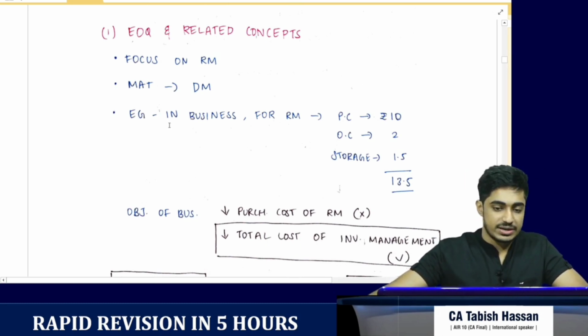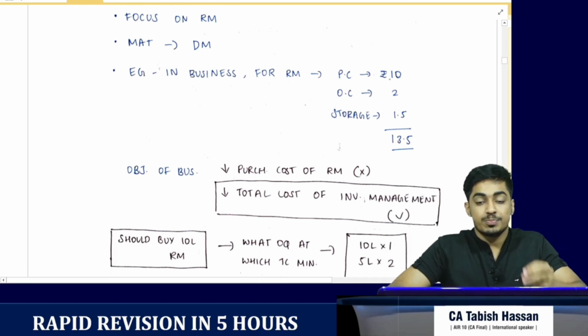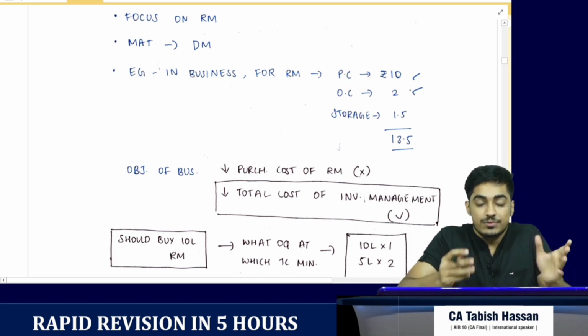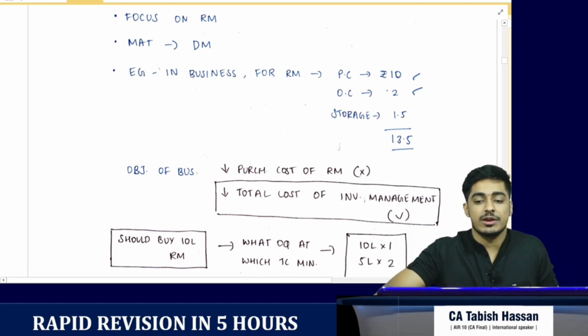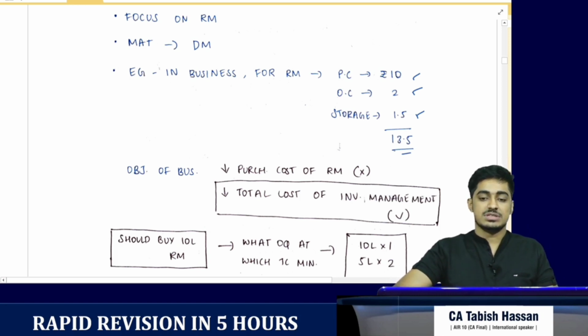the chapter overhead. Say for example, to get a raw material, I'm incurring the following cost. To purchase raw material, I'm incurring 10 rupees. To order and for transportation, I'm incurring 2 rupees. And for storage, to store them in a godown, I'm incurring 1.5 rupees. So the total cost comes to 13.5 rupees.